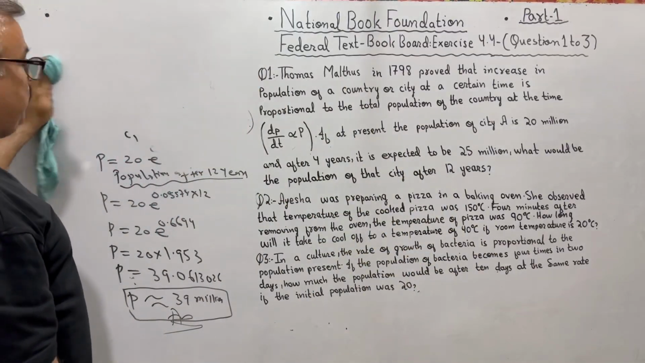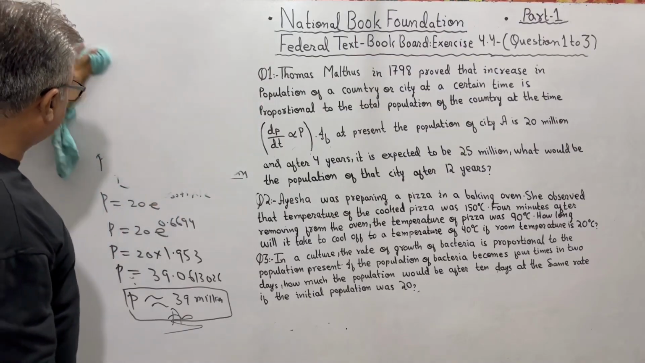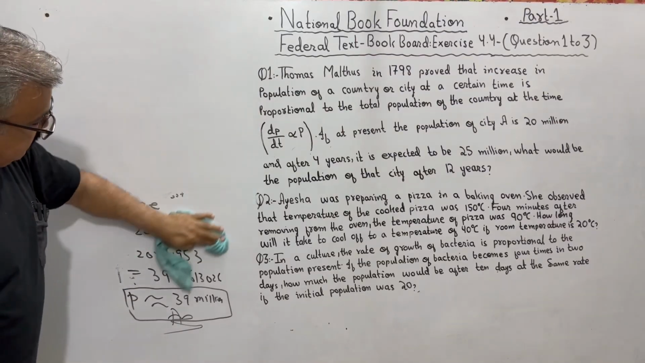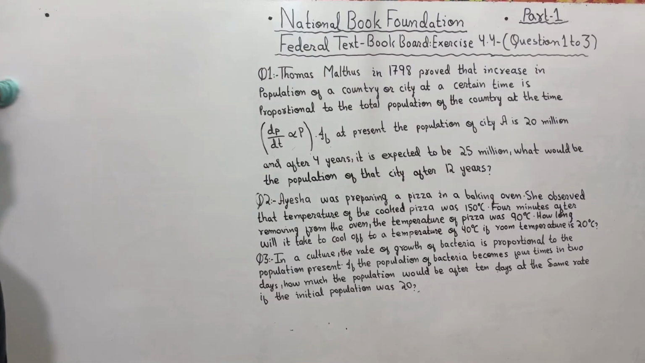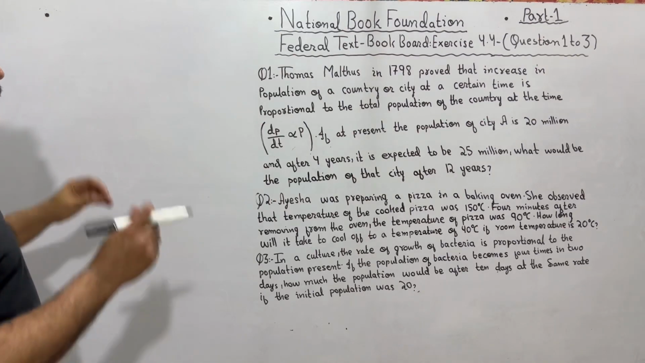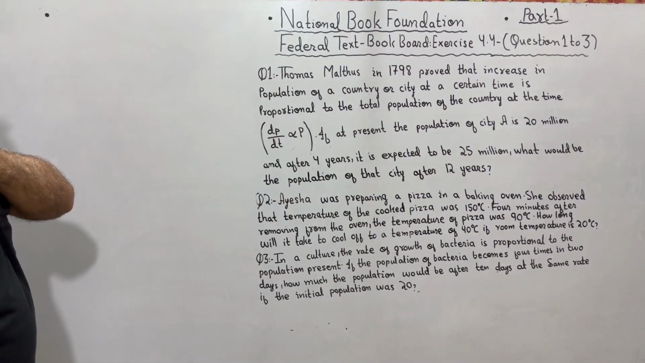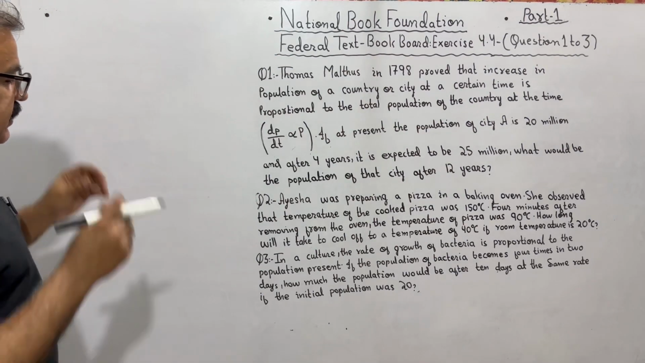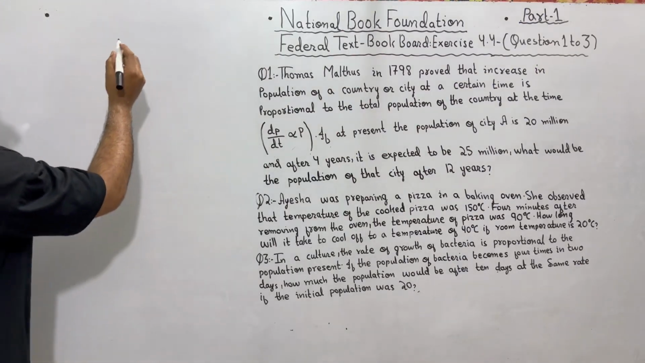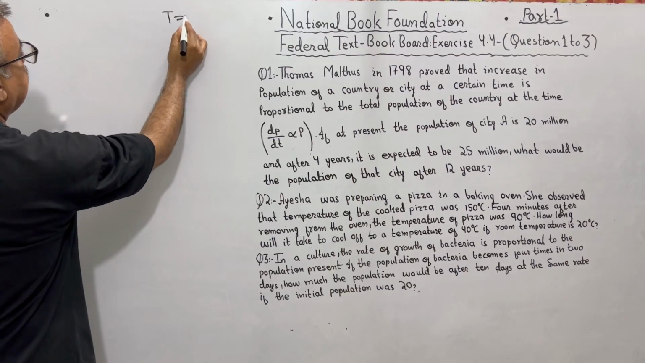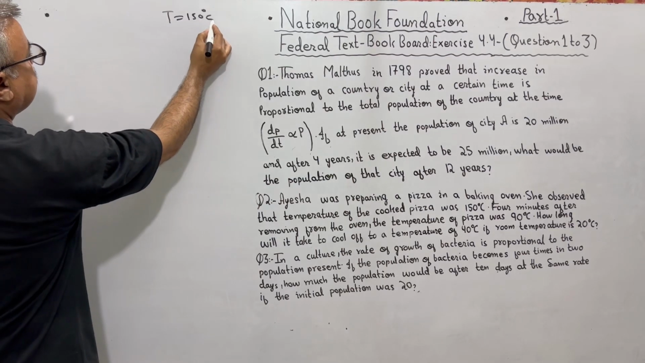Everybody's favorite pizza. Pizza baking and preparing, just recording its temperature. Let's see and find out. Aisha was preparing a pizza in a baking oven. She observed that the temperature of the cooked pizza was 150 degrees Celsius.